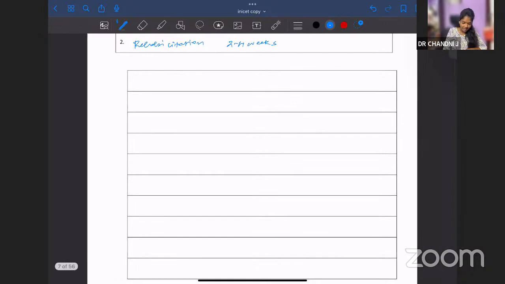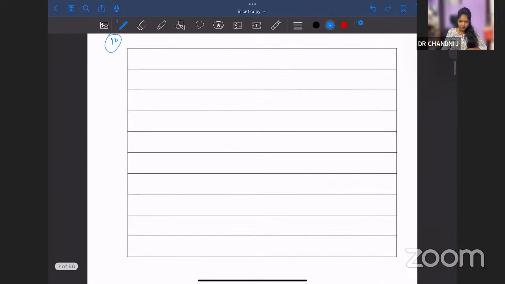So, how many steps are there in the treatment of SAM? How many? 10 steps. A total of 10 steps. We'll just see the heading alone. What are the steps? Okay. The first step is you have to treat hypoglycemia. So they will be sick, right?